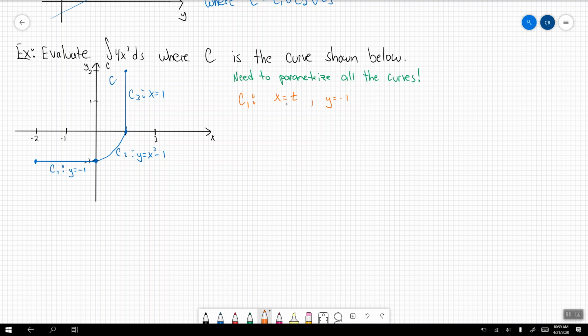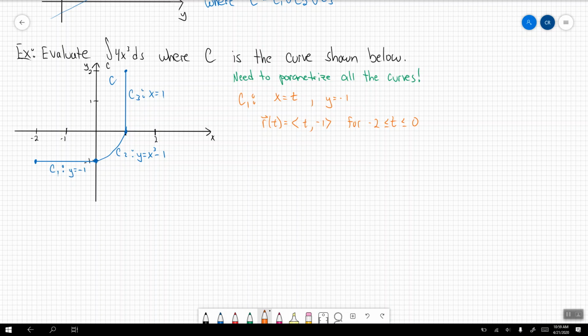Now, what do we want this to change between? Well, the t values are corresponding with the x values, and the x values only go between -2 and 0, which means that we're left with this function, r of t, to just be t comma -1. And this is going to be for t being bounded between -2 and 0.